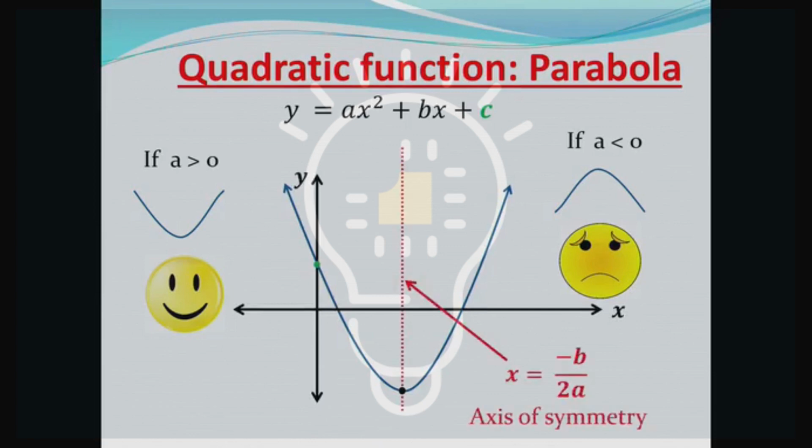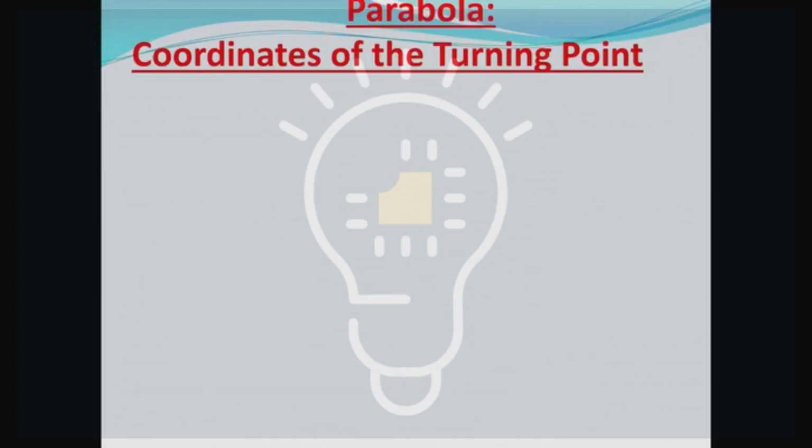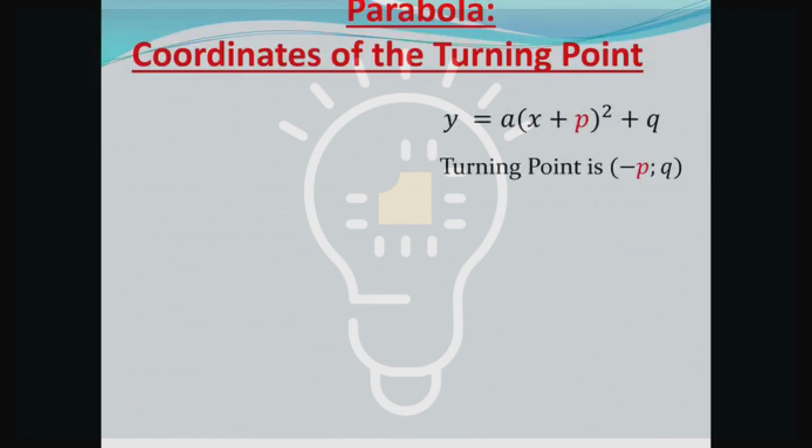There we see the y-intercept shown. There we see the axis of symmetry, which is given by the equation x is equal to minus b over 2a. And if we go further, the coordinates of the turning point, now we have that formula. It can also be written like that. There we have the turning point.